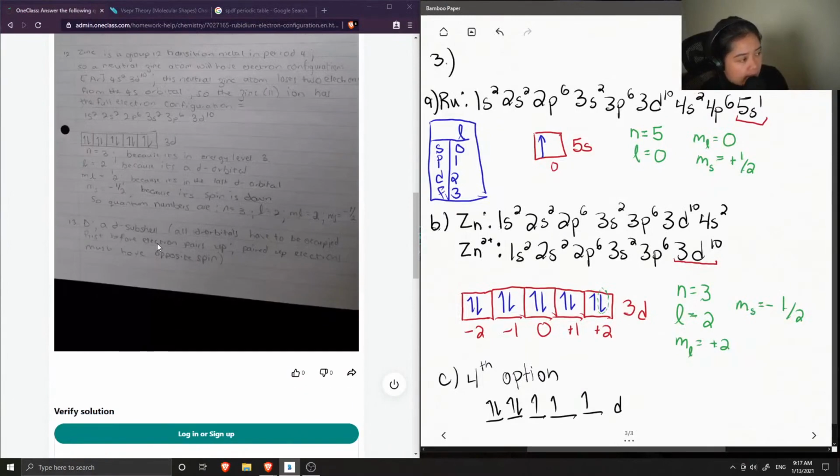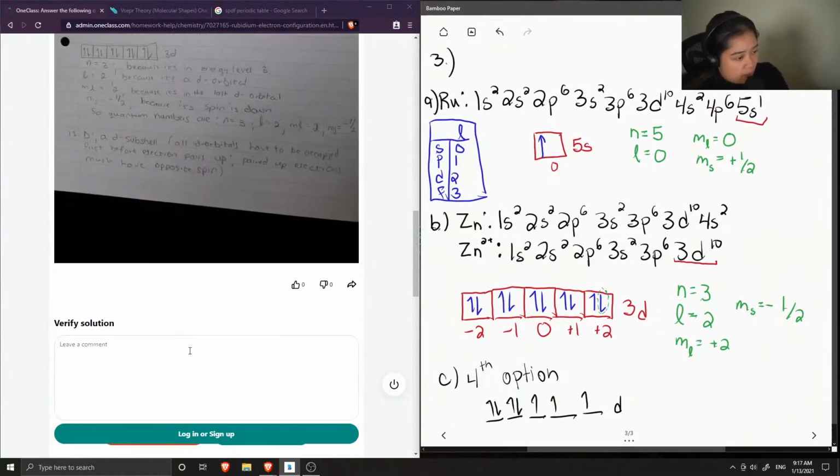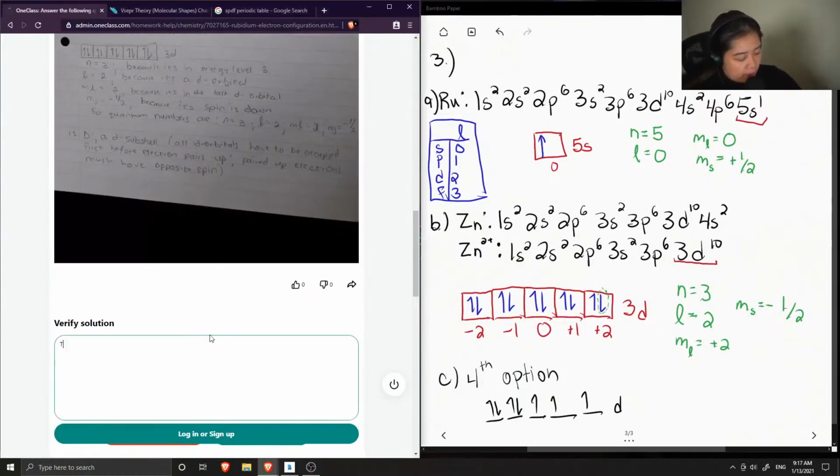And then lastly, option 4, which is D, a D subshell. All d orbitals have to be occupied first before electrons pair up. Paired up electrons must have opposite spins. Yep, so that's a good summary of the rules. So this solution is correct.